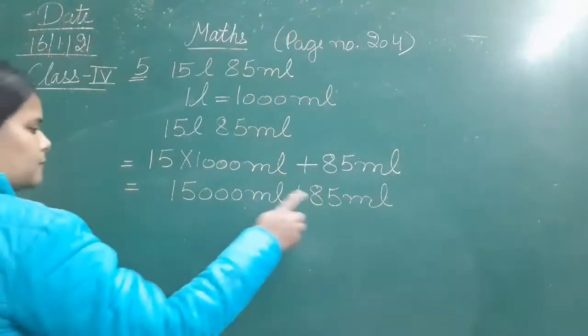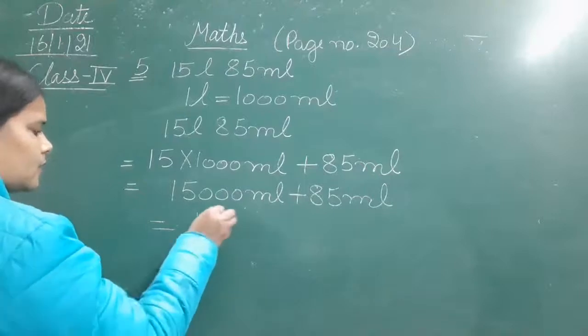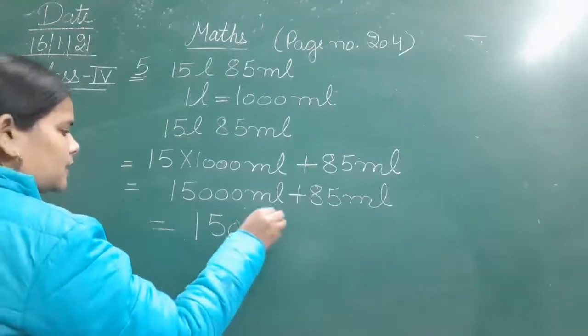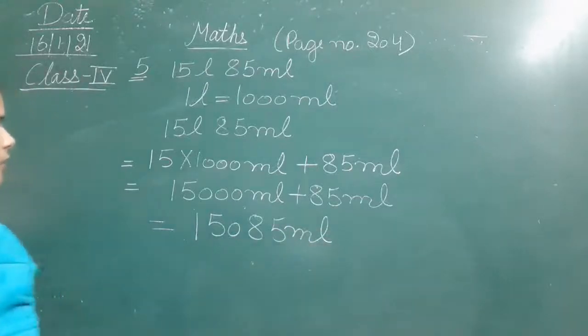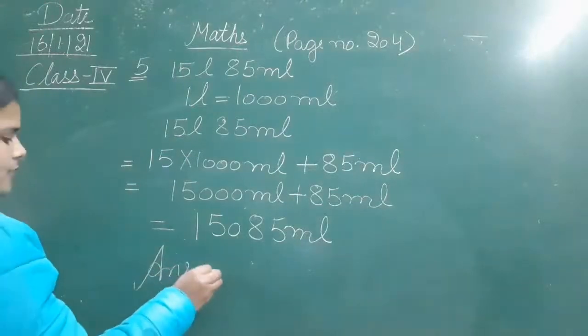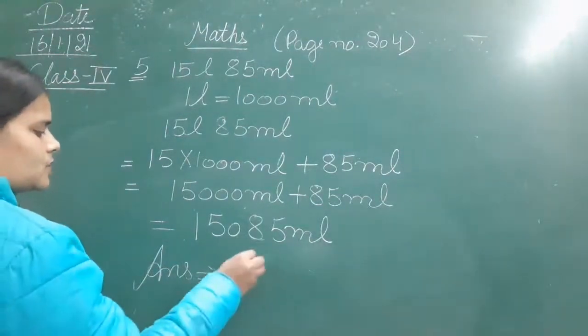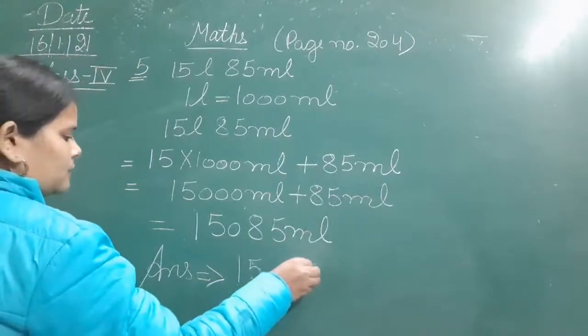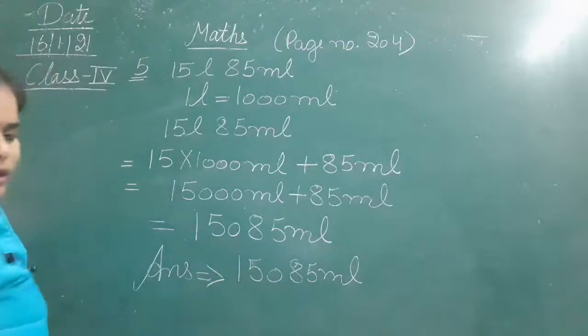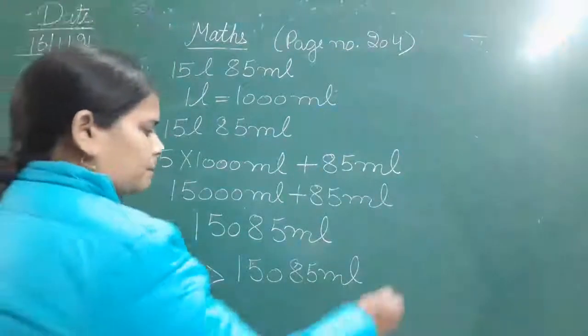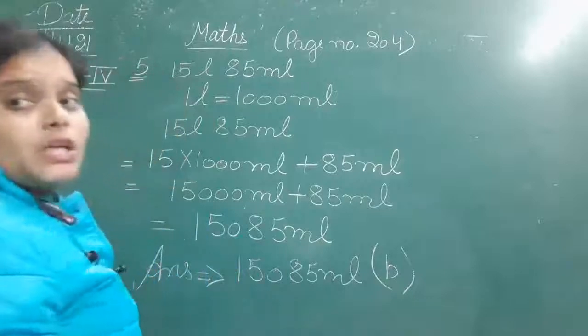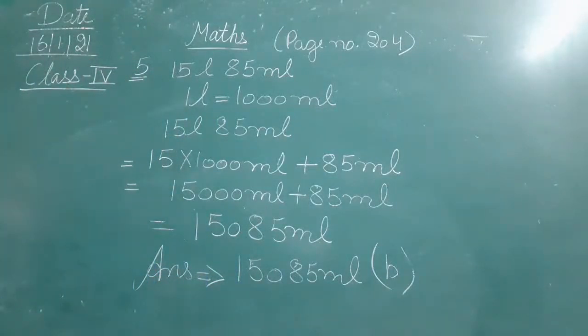Now let's add them both. That is 15,085 milliliter. Okay, so when we add them both, we get the answer, that is 15,085 milliliter. Okay, and write the answer separately as well. 15,085 milliliter. Okay, and in the book it is given at option number B. So this is how you are going to convert liters into milliliter by multiplying it with 1000.